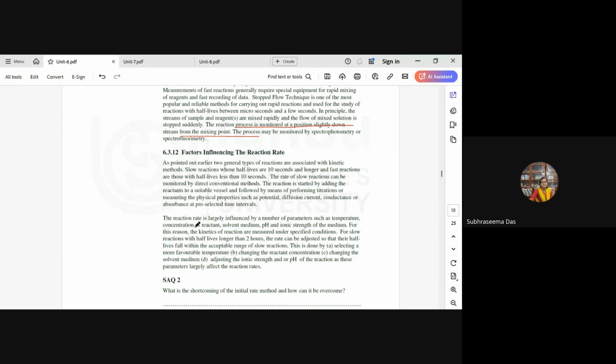So for this reason, the kinetics of reactions are measured under specified conditions. Like for slow reactions where half lives are longer than 2 hours, the rate can be adjusted so their half life falls within our acceptable range. So whenever we talk of the rate of a reaction, we always have to specify the reaction conditions, because the rate of the reaction is highly sensitive to the surrounding parameters.